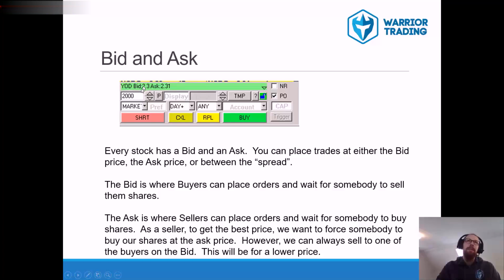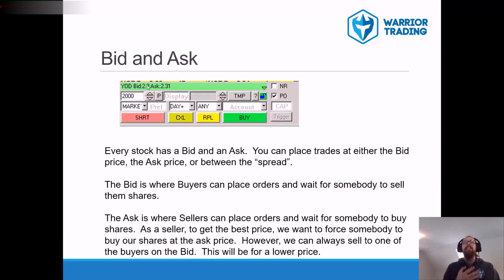So if you get filled on the bid price, you got filled 1 penny better than the ask price. So you could put your order here to buy on the bid, but when you're a buyer on the bid, you have to wait for a seller to come sell you shares. All right? So you're sitting there waiting for someone to come sell you shares.